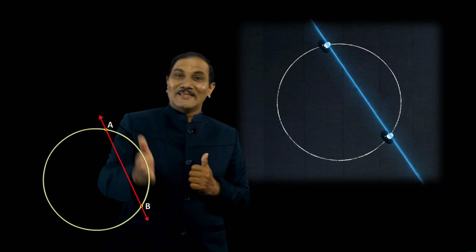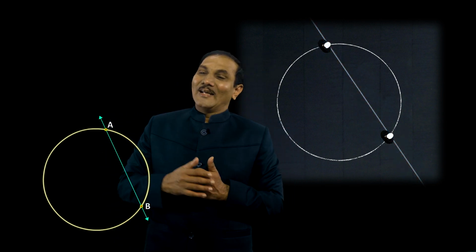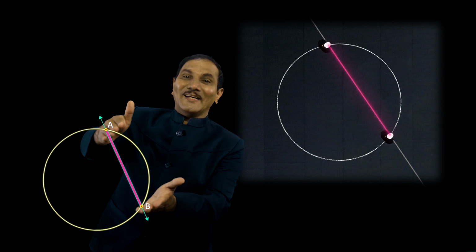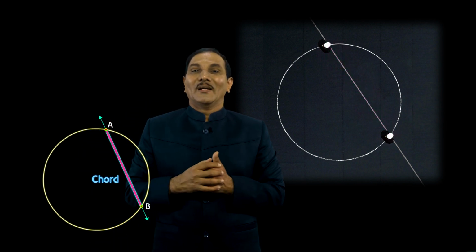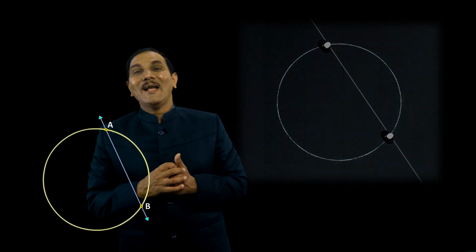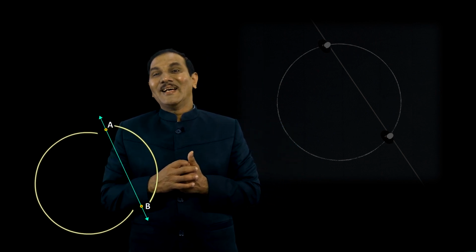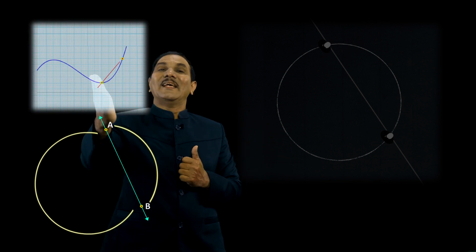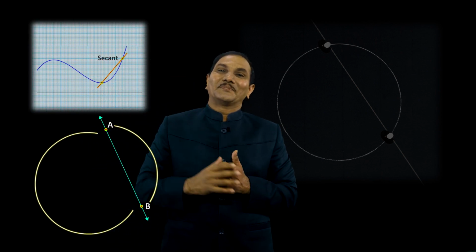The stick represents a line in the picture and AB represents the line segment called the chord. But the entire line is called a secant. Secant is derived from the Latin word secare, which means to cut. The straight line that slices the curved line is called a secant. See here, this is the secant for this curved line.